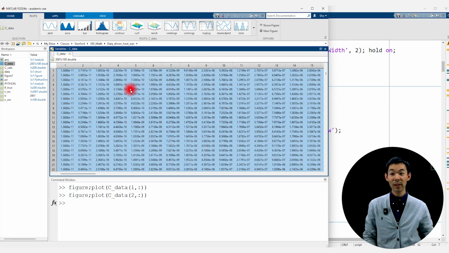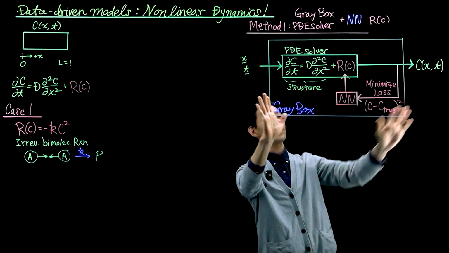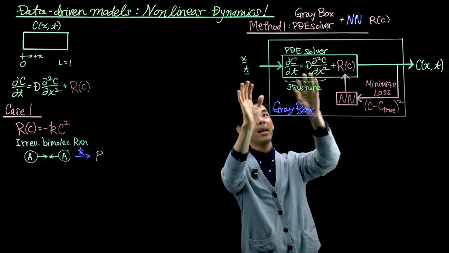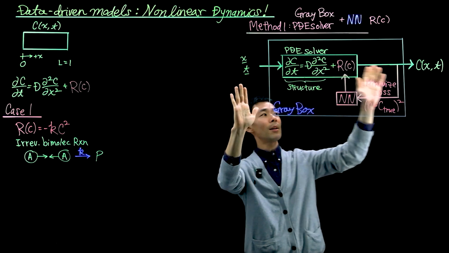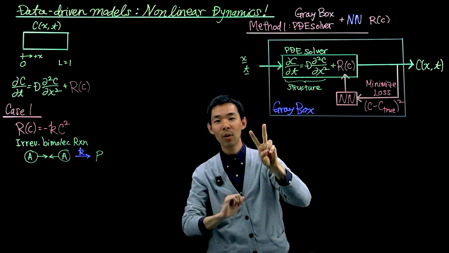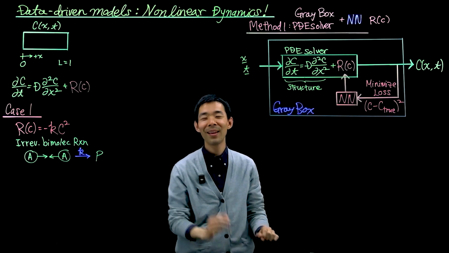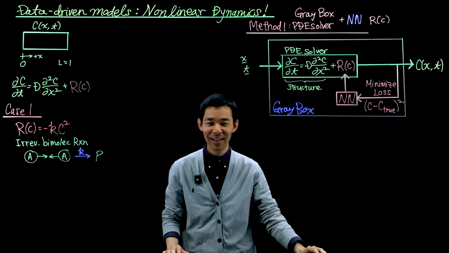Now, let's see if we can take this data, use this architecture of the gray box, and see if we can get a good mapping between position and time to concentration. Plus, also, our second goal is to figure out this form of the rate law. All right, let's dig into it.